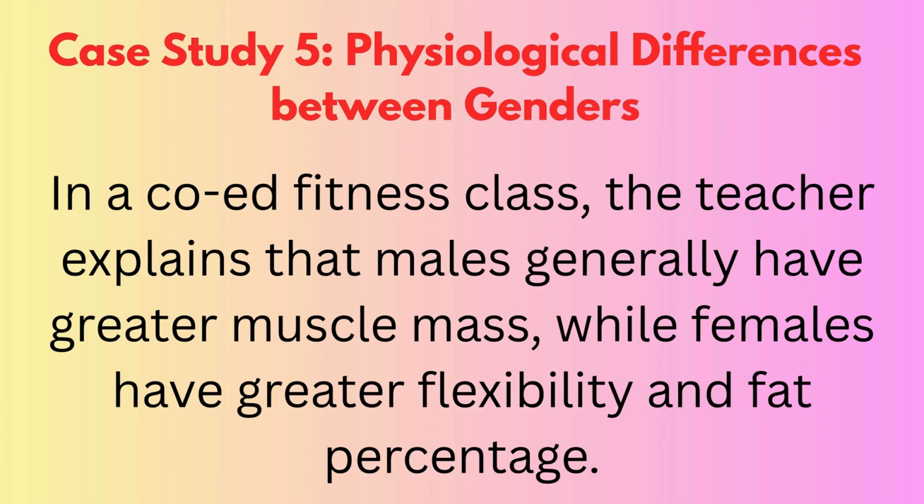Case Study 5: Physiological Differences Between Genders. In a co-ed fitness class, the teacher explains that males generally have greater muscle mass, while females have greater flexibility and fat percentage.